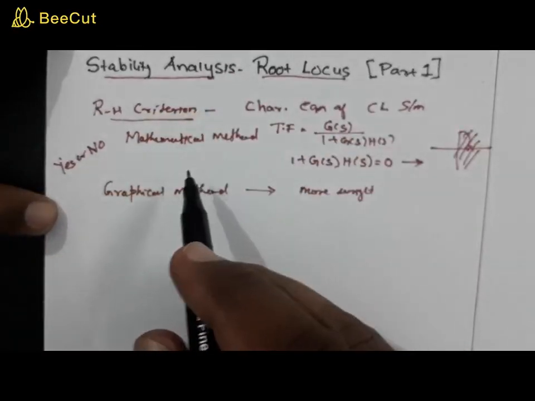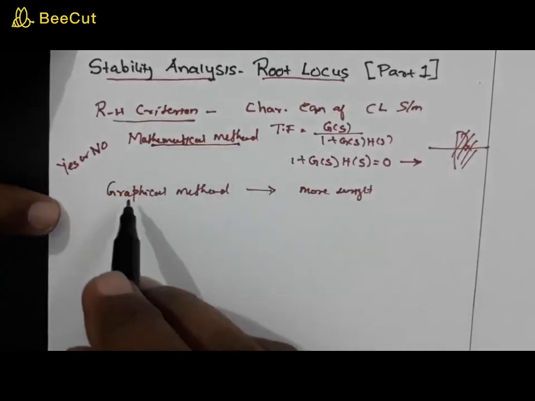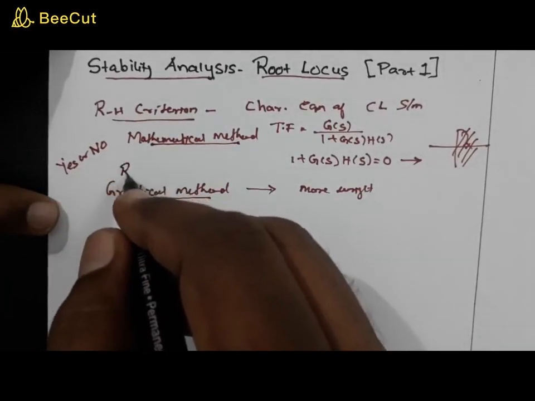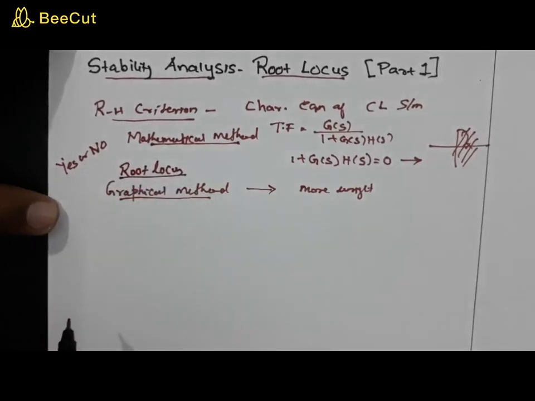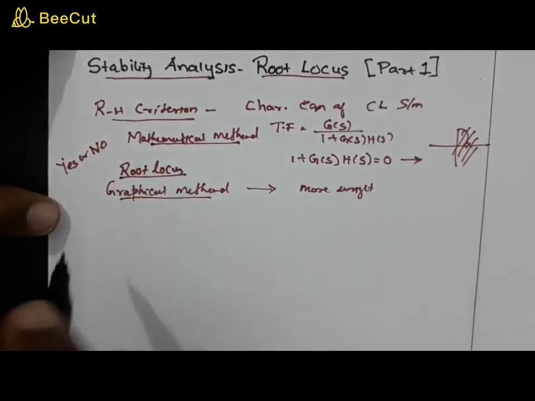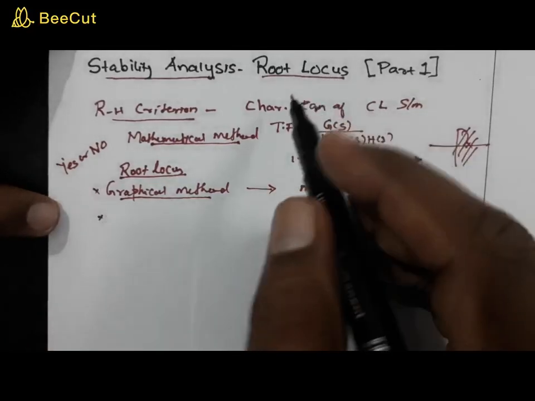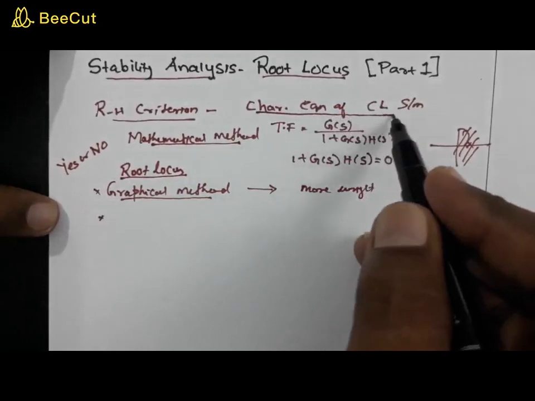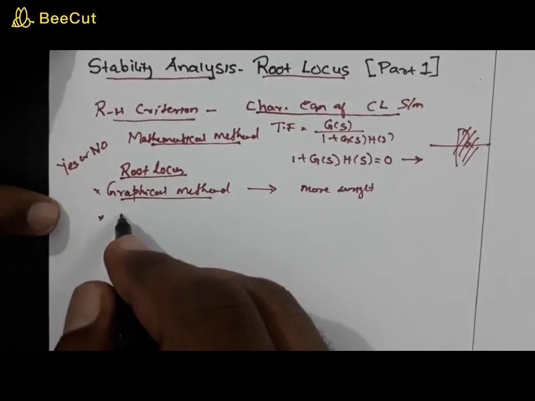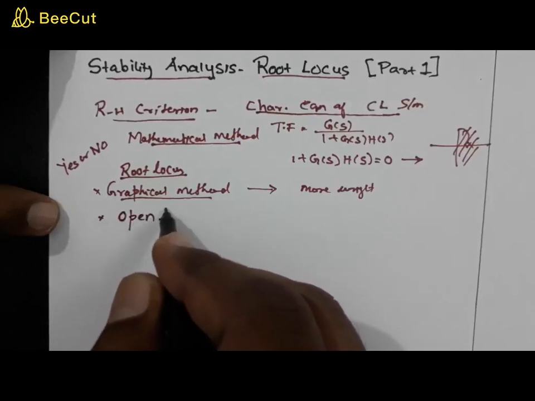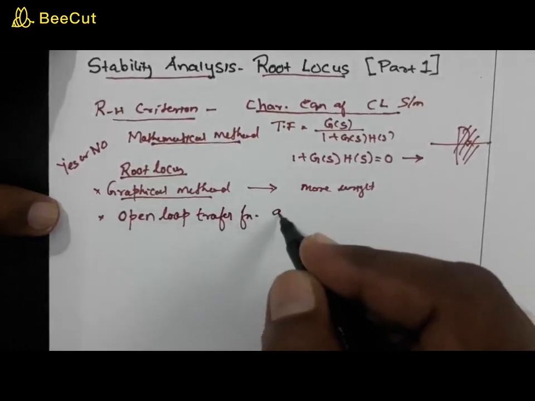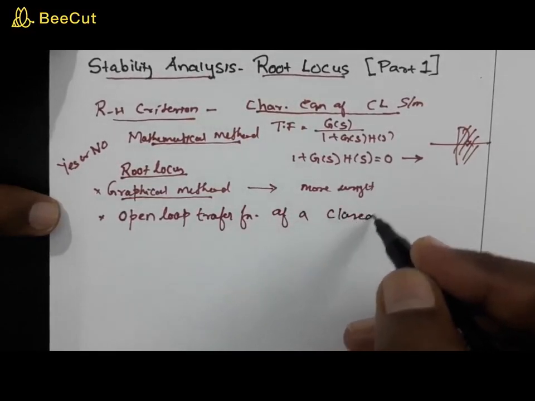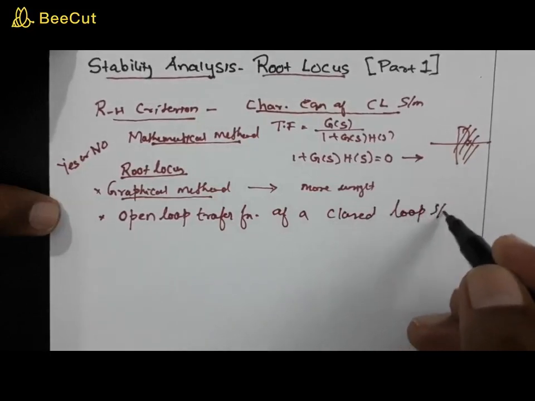The first difference is that the RH criterion is a mathematical method, while root locus, which I will come to later, is a graphical method, so it will be more informative than the RH criterion. Now the second difference is that in the RH criterion we use the characteristic equation of a closed loop system, while in root locus we will be using the open loop transfer function of a closed loop system, right?